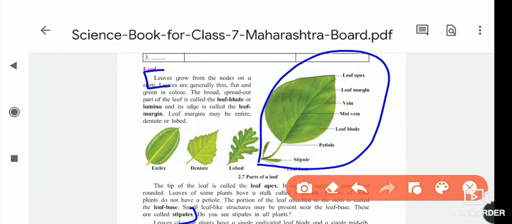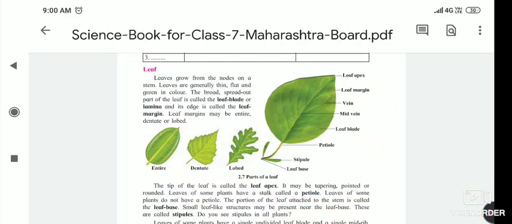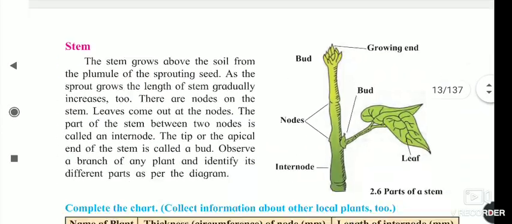Yesterday I gave you one test, that is the open book test, from the plant first page number 10 to 12. On this page I gave you the test, and we discussed today how to find its answers. So today we stop here only.